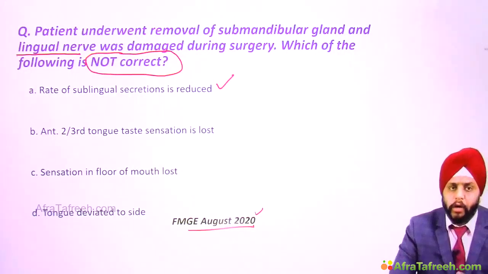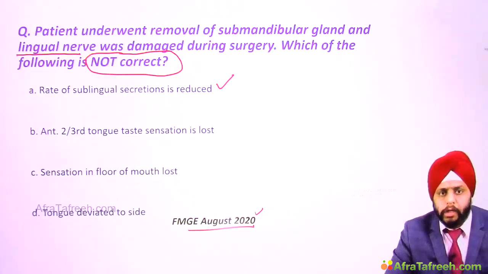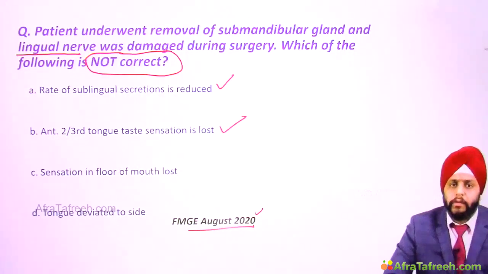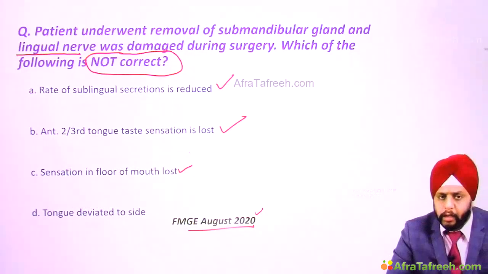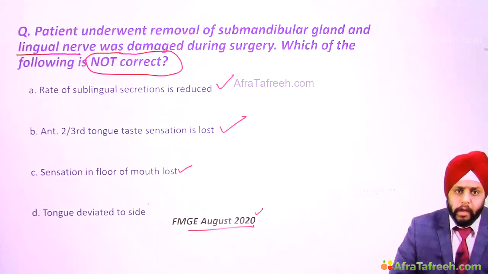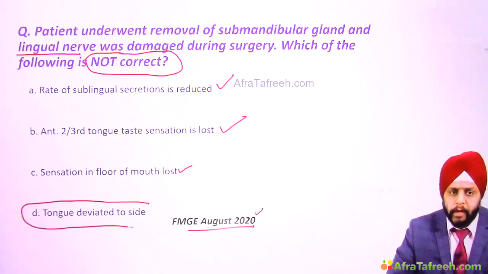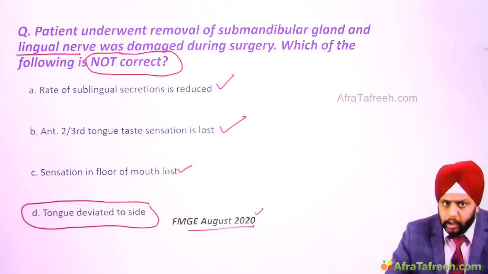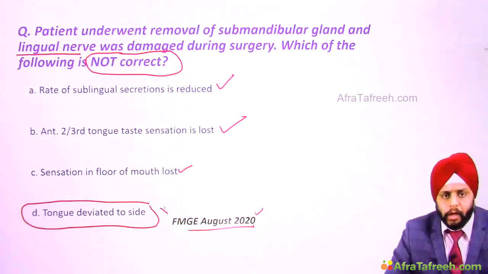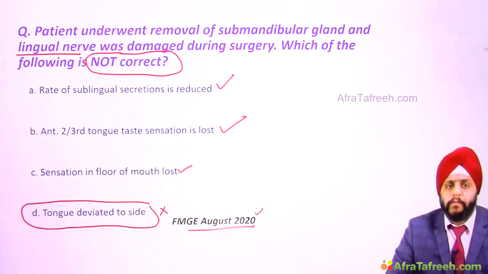See over here, not correct. Anterior two-third taste sensation is lost. That is also correct. Sensation in the floor of mouth is lost. Yes, anterior two-third, floor of mouth and the tongue, they're supplied by the lingual nerve, so that will also be lost. Tongue deviated to side. Tongue muscles, they are supplied by the hypoglossal nerve. Hypoglossal nerve is not damaged. Okay, so now this is not a correct option and therefore this is our answer.